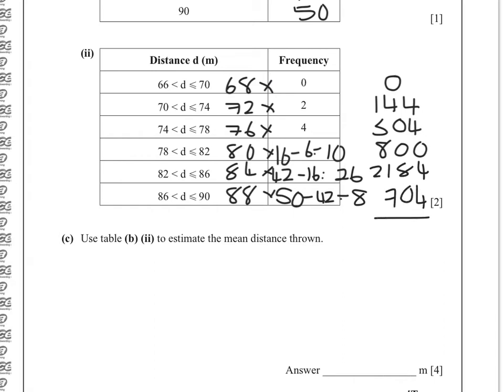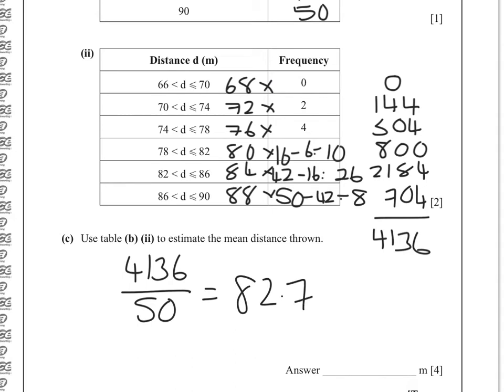So if we add all those together, we get 4136. So the mean is 4136 divided by the total frequency, which is 50. That gives us 82.72.